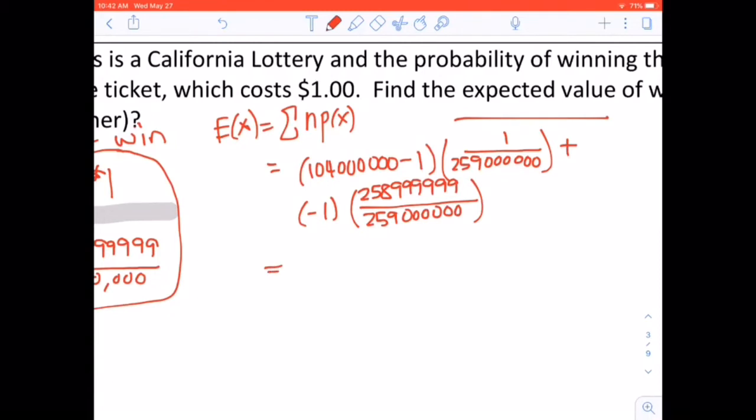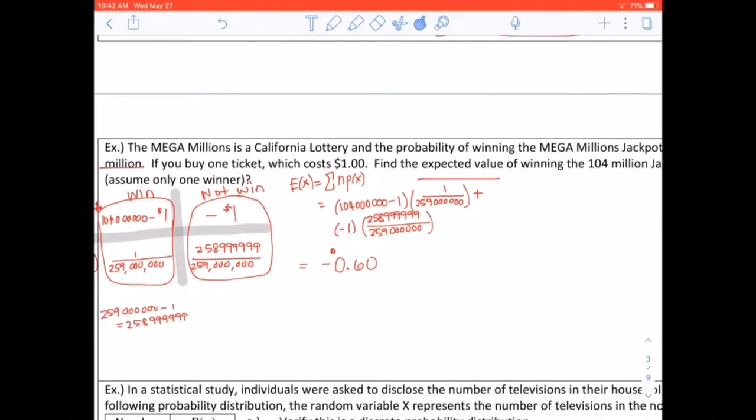And then working this out, since we are dealing with money again, we are going to round to 2 decimal places. So our expected value is negative 60 cents. If we were to play this lottery over and over again a lot of times, we would expect in the long run for every dollar ticket that we spent to lose 60 cents of it. So it doesn't look like the best game to be playing.